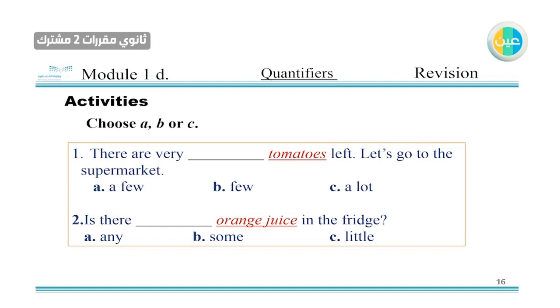Notice that you have tomatoes, and I underlined it so you know it's countable. And number 2, you have orange juice, uncountable. So if you're asked to, and here you have a question. The first one, few. Okay. The second one, any, because it's a question. Someone would say, okay, we can use some. Yes, I know, but it's a question, so you're going to use any. Okay, so that's how different it is.